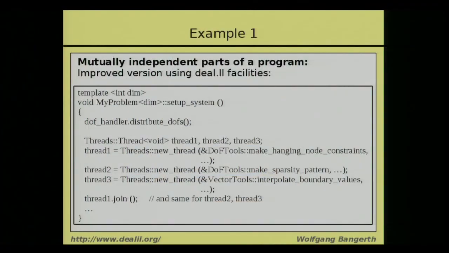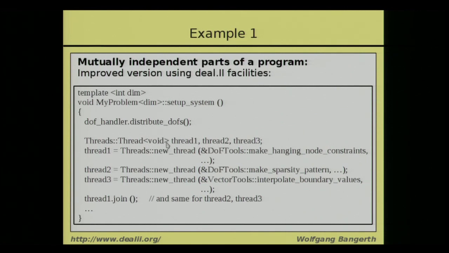So let me show you how we do this in deal.II. In deal.II, we have a set of functions that live in a namespace Threads. This function, for example, would be called new_thread. You give it a pointer to a function that you want to call on this new thread, and then you would just enumerate all of the arguments here. And what new_thread returns to you is an object of type Threads::Thread, and then in angle brackets you would list the return type of this function.